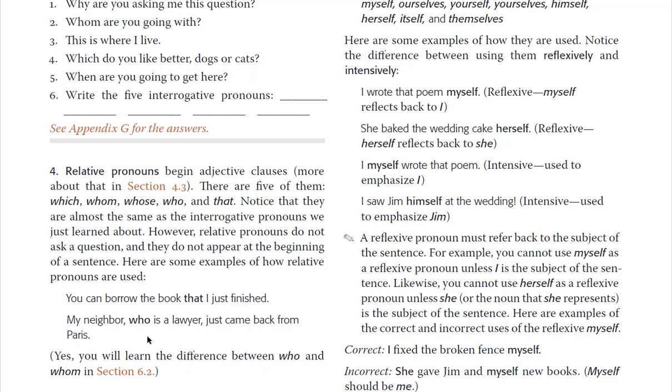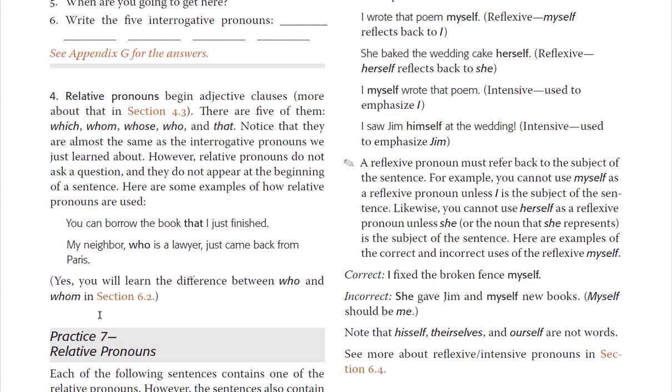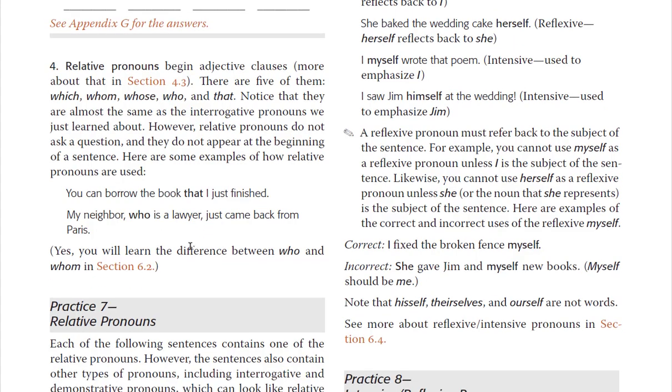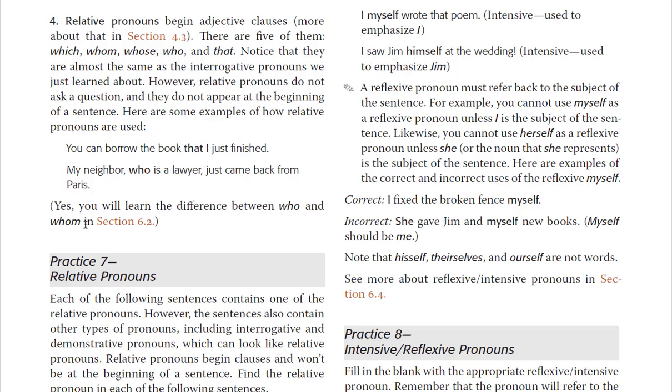My neighbor, who is a lawyer, just came back from Paris. So who is a lawyer modifies my neighbor. Therefore, this whole clause acts like an adjective modifying a noun, hence the name relative clause or relative pronouns. The who, whose, which, that are known as relative pronouns, and then this entire clause is known as an adjective clause or a relative clause. So that's the difference.